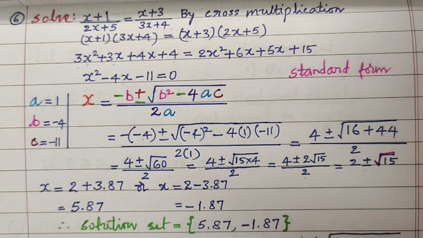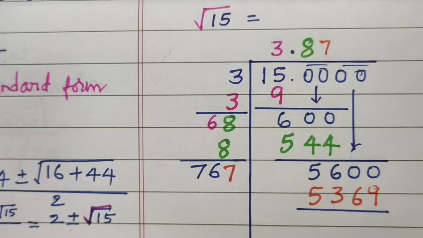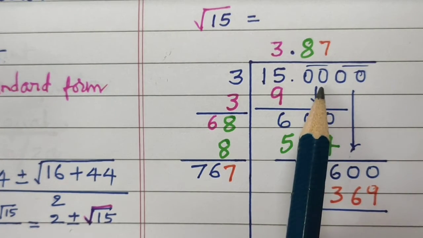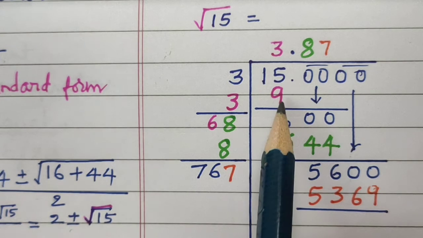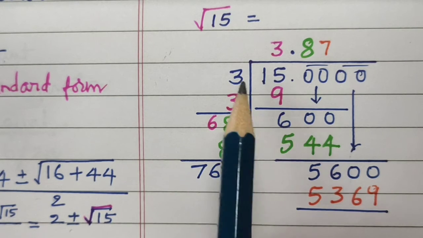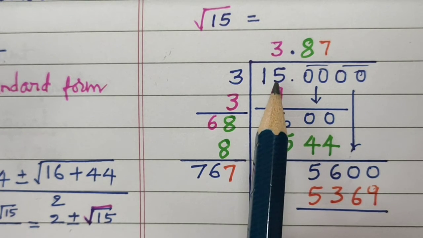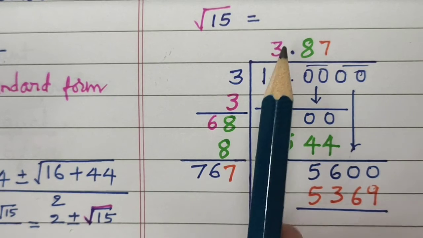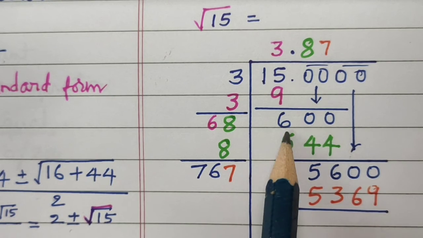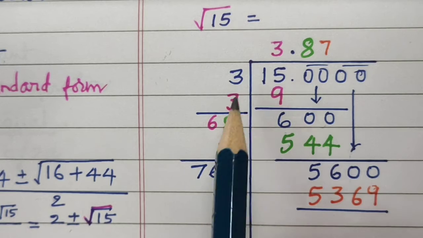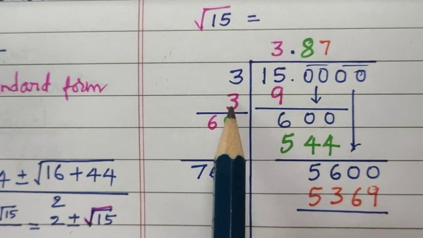We need to find out the square root of 15 here. Square root of 15, write 15 dot 2 zeros, 2 zeros. The nearest number is 3, 3 threes are 9; 4 fours are 16, which is greater than 15. That's why we have taken 3, 3 threes are 9. 15 minus 9 is 6. Bring these two zeros down. Add this 3 to this 3. 3 plus 3 is 6.